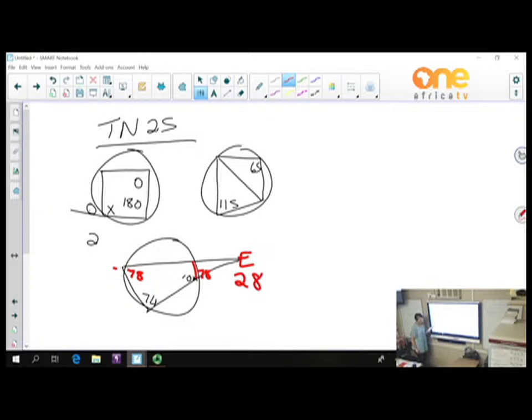And then the last one is DCE. So this one. So if that one is 28, this one is 78, then my last one is 74. 74 degrees. A cyclic quadrilateral. Right, let's turn around.